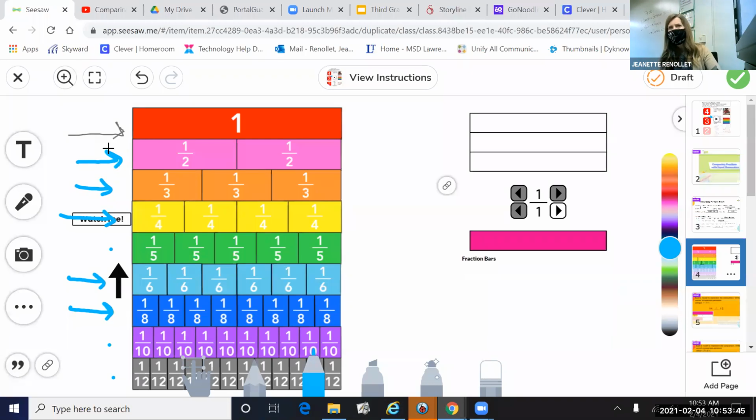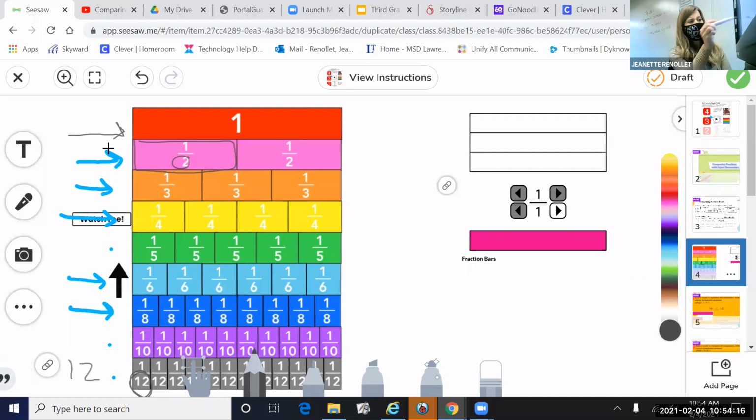So notice what we just talked about in our notes. Look at these denominators. 2 is the smallest denominator, but it is the biggest piece. Look all the way down here at 12. 12 is the biggest denominator, but it's the smallest part. It's the smallest piece because it's the biggest denominator. When we have to share with 12 people, we get a small piece, right?